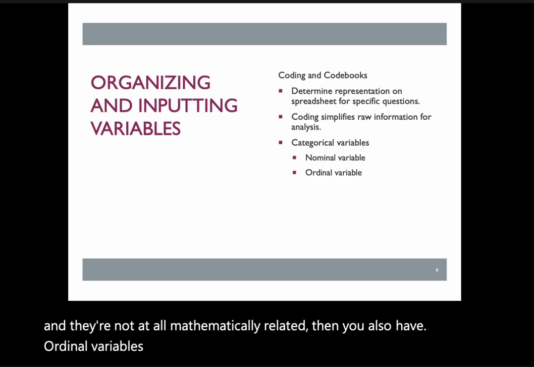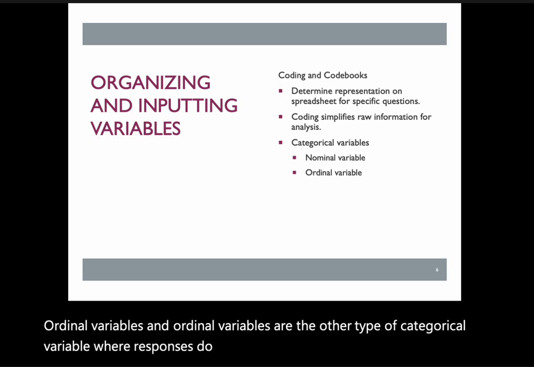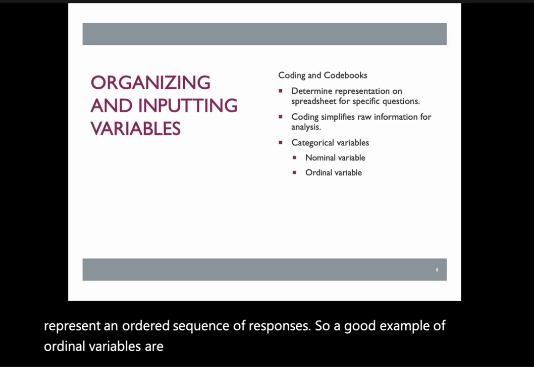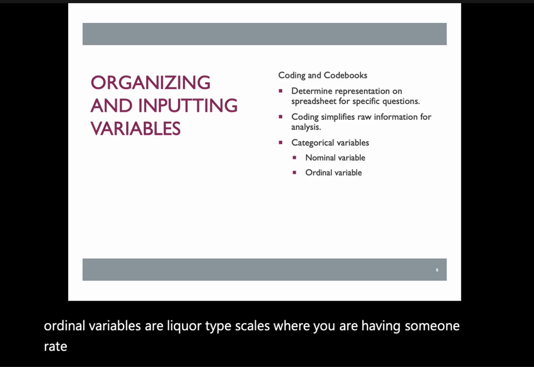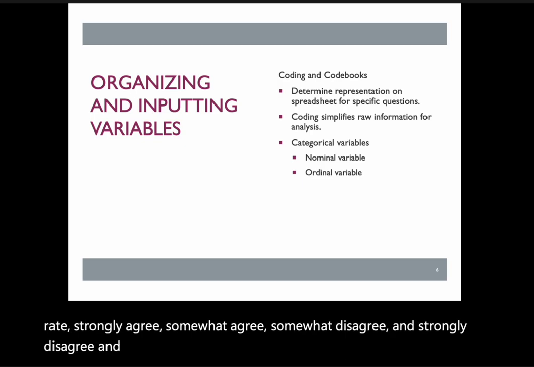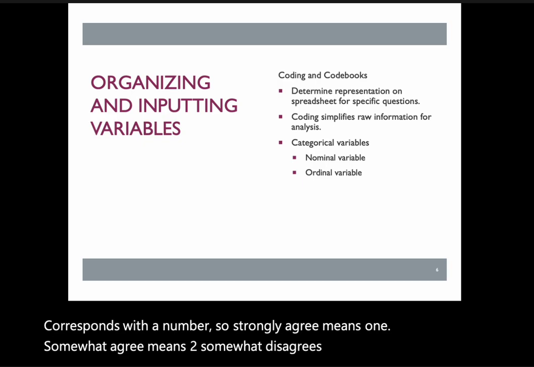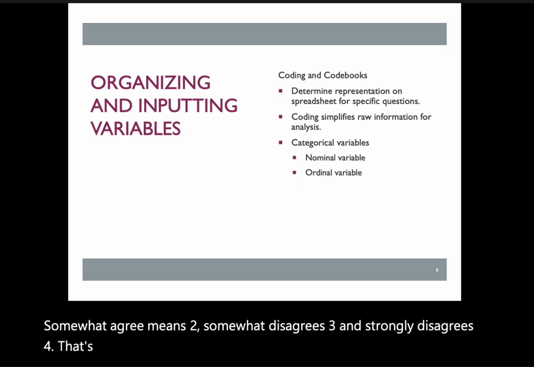And ordinal variables are the other type of categorical variable where responses do not have a numeric value, but instead represent an ordered sequence of responses. So a good example of ordinal variables are Likert type scales, where you are having someone rate strongly agree, somewhat agree, somewhat disagree, and strongly disagree. And each one of those categories corresponds with a number. So strongly agree means 1, somewhat agree means 2, somewhat disagree is 3, and strongly disagree is 4. That's an example of an ordinal variable.